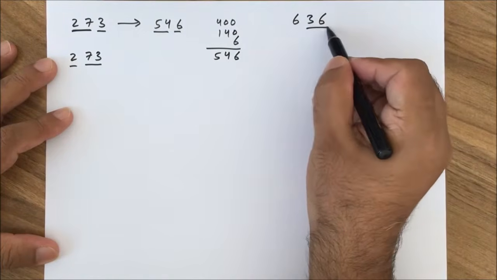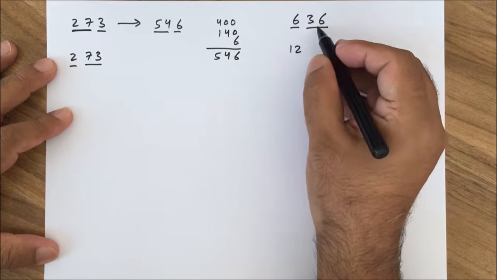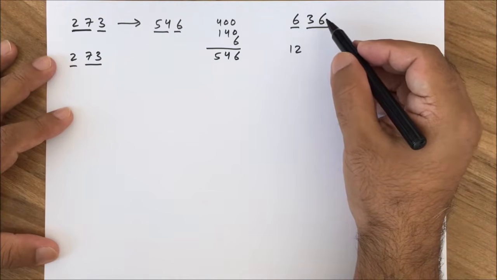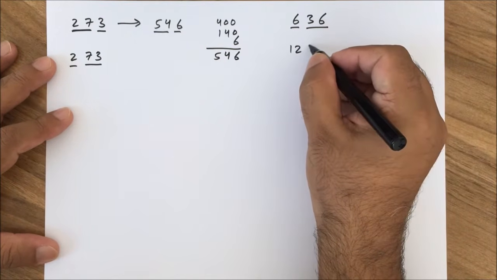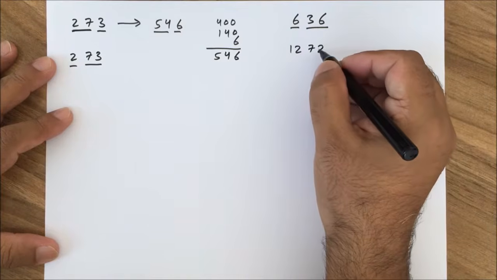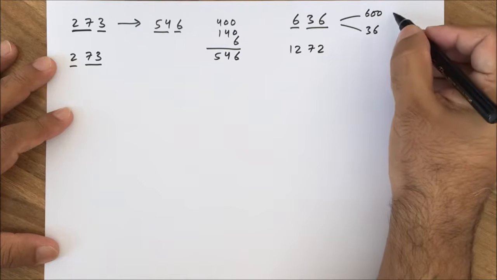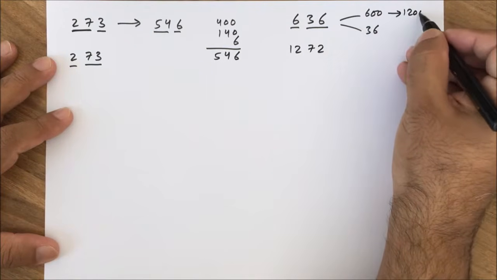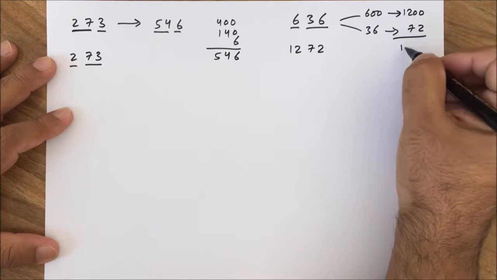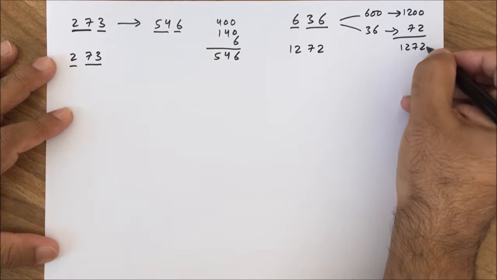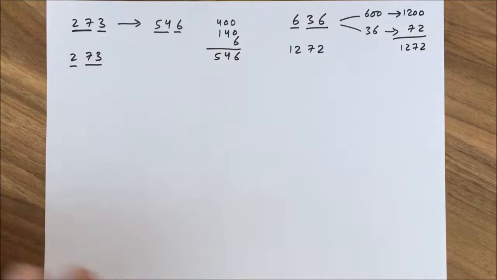So let's say 636. Here I can split here. Double of 6 is 12 and double of 36 is double of 30. Double of 30 is 60 and double of 6 is 12. So 60 plus 12 is 72. Or you can do 636. So double of 600 is 1200 and double of 36 is 72. Add them up to make 1272. Okay, do this practice and then we'll move on.